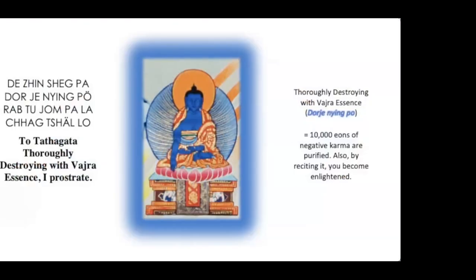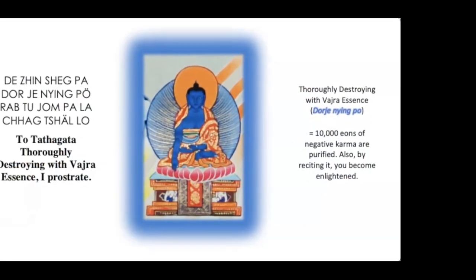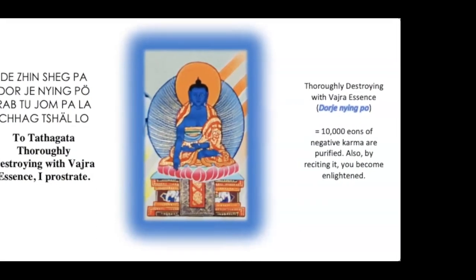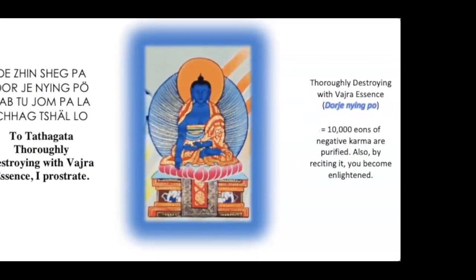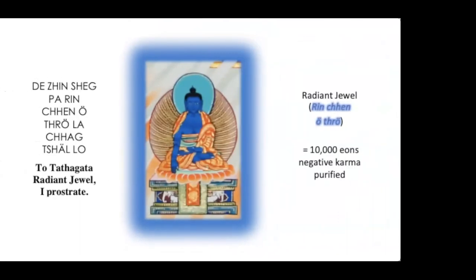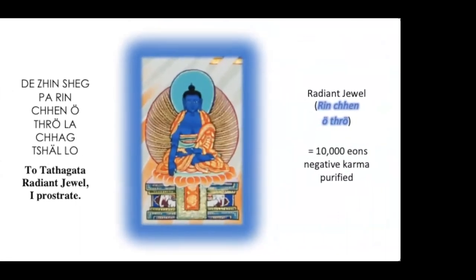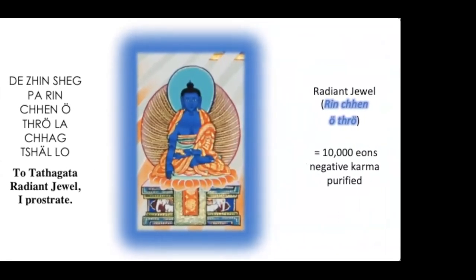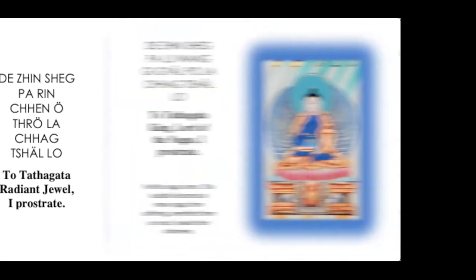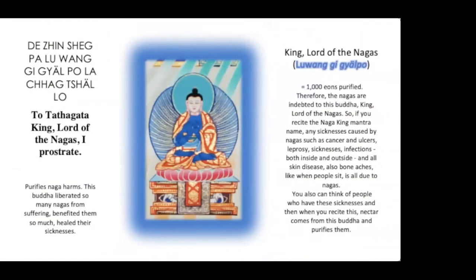To Tathagata thoroughly destroying with Vajra essence, I prostrate. To Tathagata radiant jewel, I prostrate. To Tathagata King Lord of the Nagas, I prostrate.